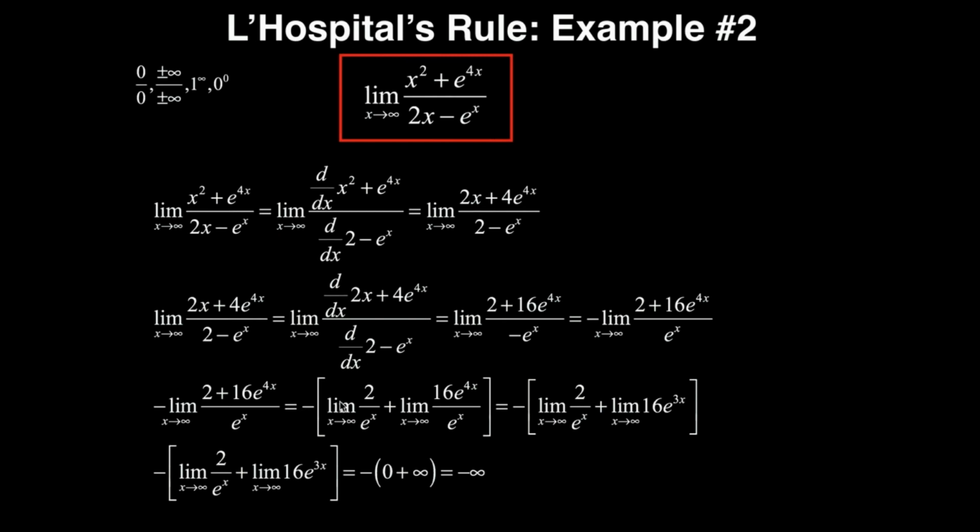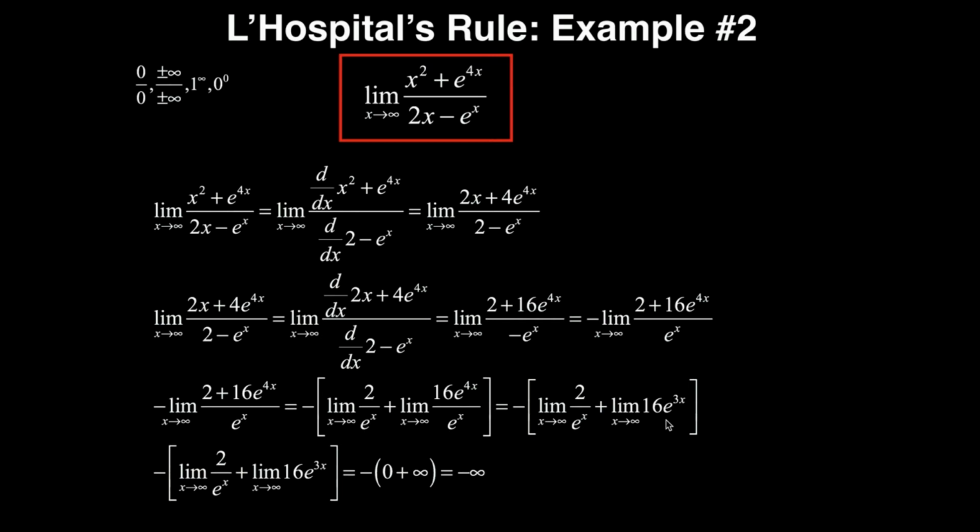So I'll have the negative, here we go, limit as x goes to infinity. Now I'm just going to have the 2 over e to the x. That's my first term. Remember, I can break up limits like this. Plus the limit as x goes to infinity of the second part, 16 e to the 4x over e to the x. Okay? And again, I can simplify this a little bit more because now I can specifically take the second term right here and cancel the e to the x in the denominator. So I'll still have negative over all of this, limit as x goes to infinity of 2 over e to the x, plus the limit as x goes to infinity of 16e to the 3x.